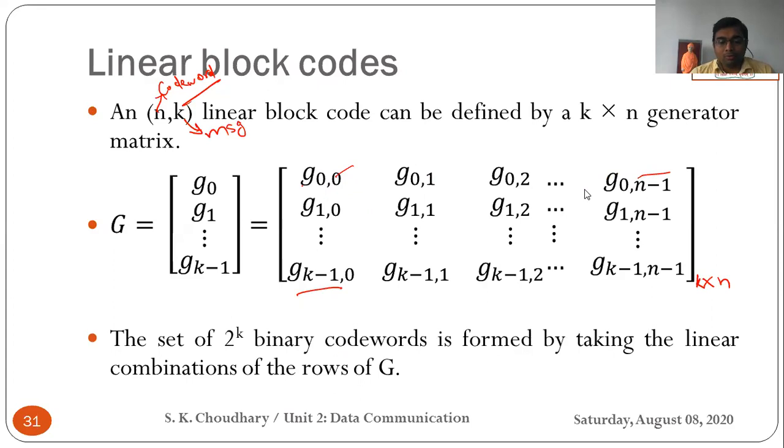And we know that in our message signal there are k bits present, so we can form 2 to the power k binary code words. This is the number of code words we can form for a message. This is what we discussed in the last lecture also.